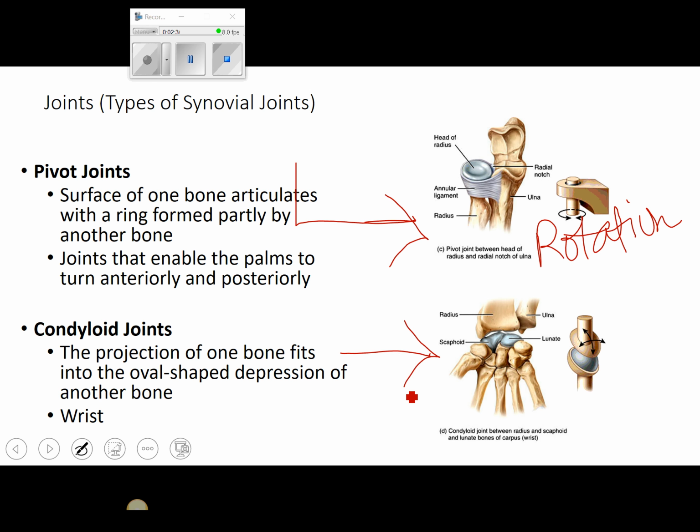Next, you have your condyloid joint, also known as your condylar joint. They have an oval articular face nestled within a depression on the opposing surface, and you see that drawing here. The projection of one bone fits into an oval-shaped depression of another bone. We give an example of the wrist. It allows flexion, extension, abduction, and adduction movements. Again, the example of the condyloid joint is the radius and the bones of the wrist, the carpals.